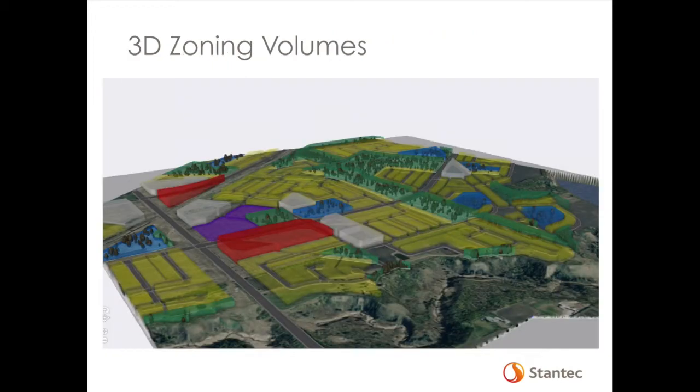3D zoning volumes. This is one of the really nice things as well, where you can start coloring zoning, assigning heights, and actually visualizing a zoning volume in 3 dimensions. Instead of taking 15 pages of a zoning interpretation and turning it into something 3-dimensional, it's very easy to understand this in a 3D environment.